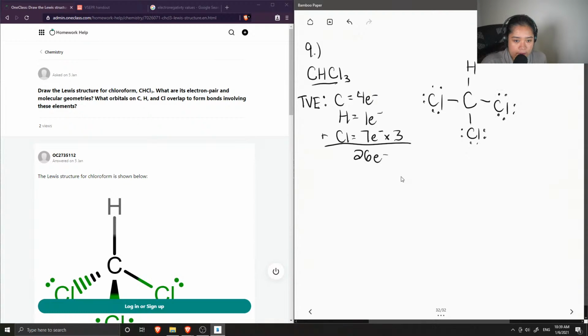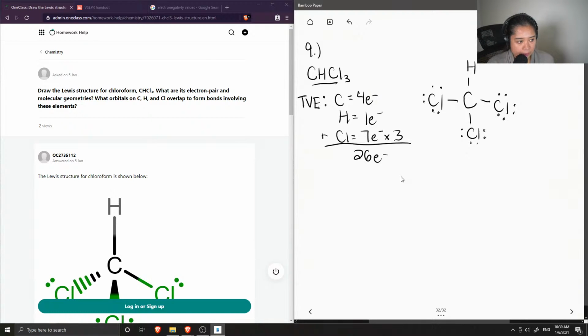So now let's count out all the electrons I've drawn so far. Each bond contains 2 shared electrons, and we have 4 bonds, so that's 8. And then each chlorine has 6 valence electrons. So 6 times 3 is 18. So we have a total of 26 electrons in this structure.